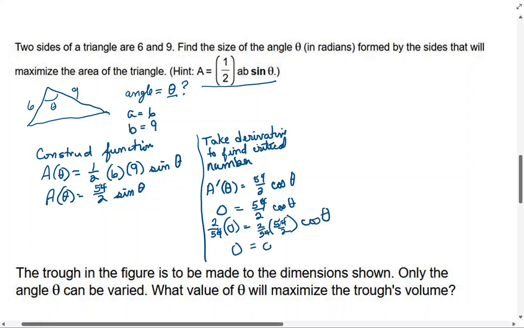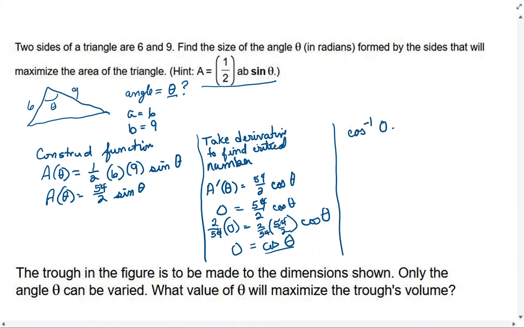So I'm going to have 0 equal to cosine theta. So theta has to be between 0 and 90, possibly, or less than pi. But with 6 and 9, probably not, because pi would make it a flat line. Does that make sense? Okay. So we want cosine inverse of 0 is theta. So where is the cosine 0? 90 degrees. Yes, pi over 2. That's the answer. 90 degrees is correct.